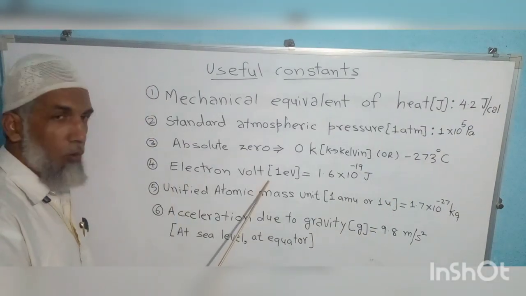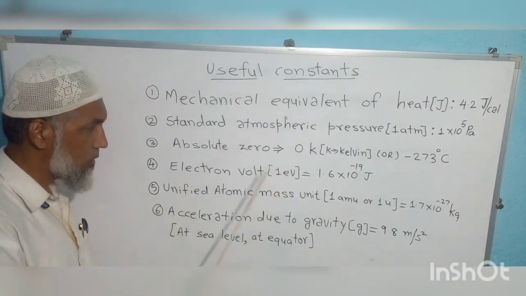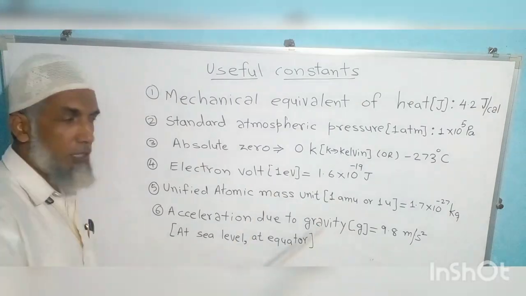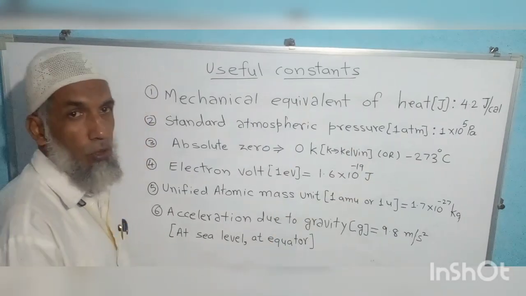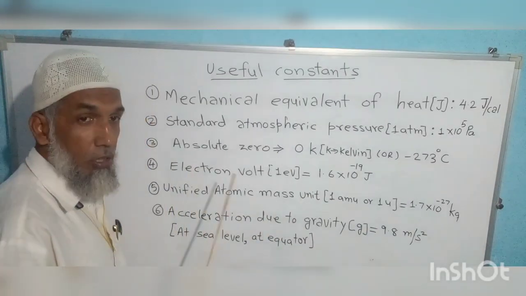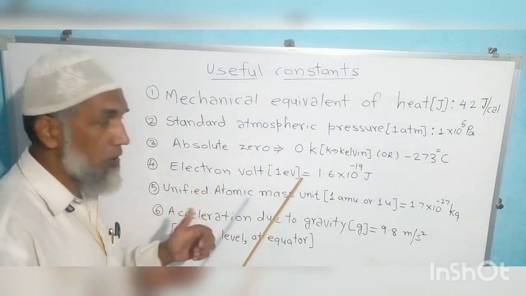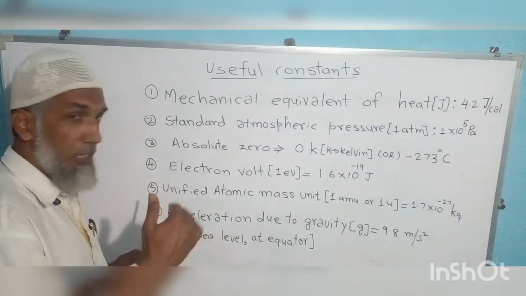Then electron volt. 1 eV, E stands for electron, V stands for volt. 1 electron volt, its value is 1.6 into 10 to the power of minus 19 joule. If the amount given is 4 electron volt or 10 electron volt, then you have to multiply this value by 4 or 10, whatever is given in the question.